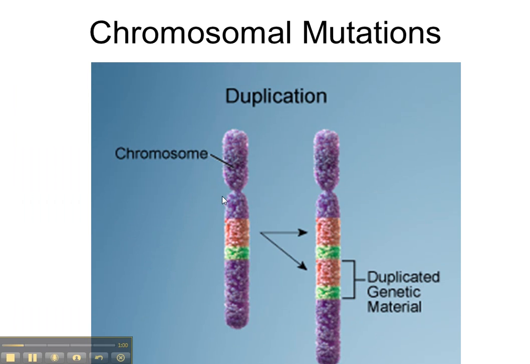A duplication is actually the opposite of a deletion. As you can see here, a portion of the chromosome has actually doubled and been inserted into the same chromosome. This portion that was duplicated may have come from a broken sister or homologous chromosome.